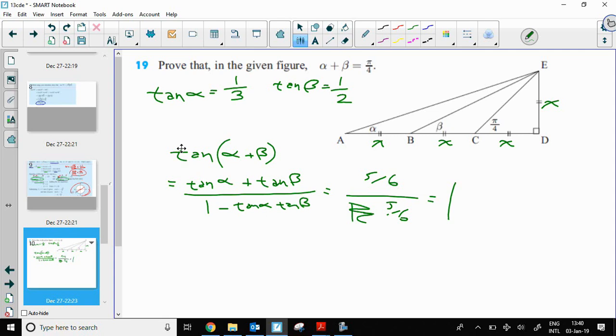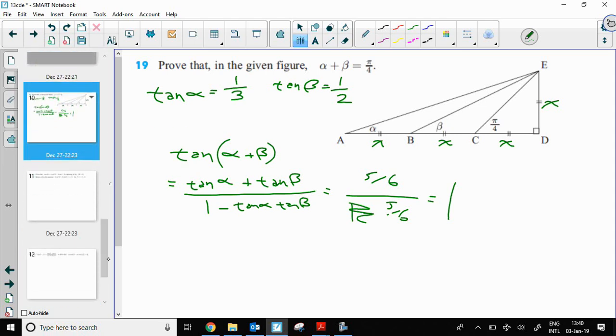What does that mean alpha plus beta must be equal to? Well, there's only one acute positive angle that has a tangent of 1, and that's pi over 4. So there we go. Let's do another problem from the book. They've actually got quite a few at the end of section E that I really enjoyed.